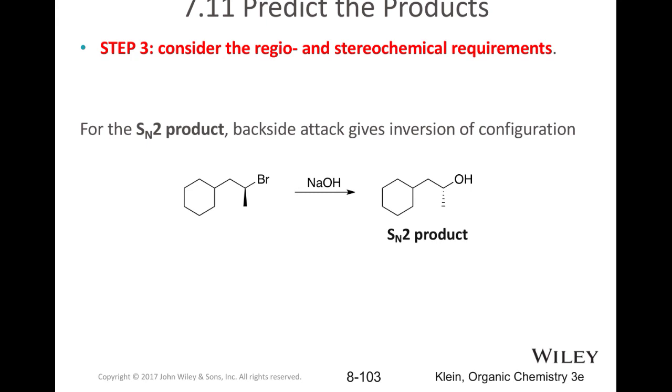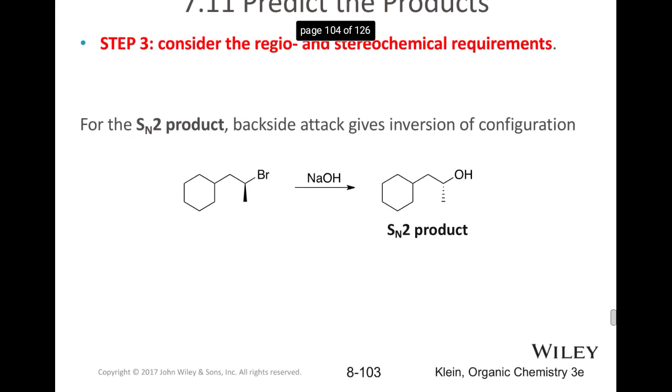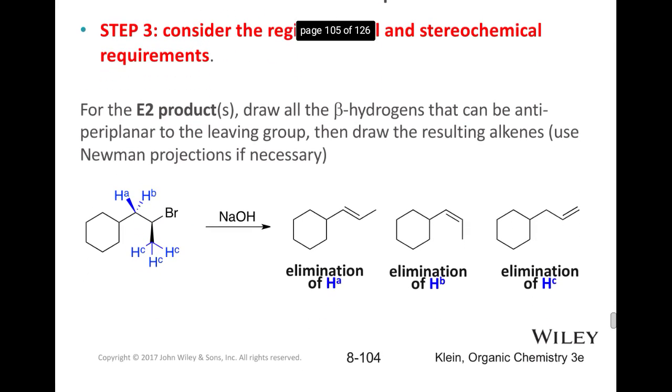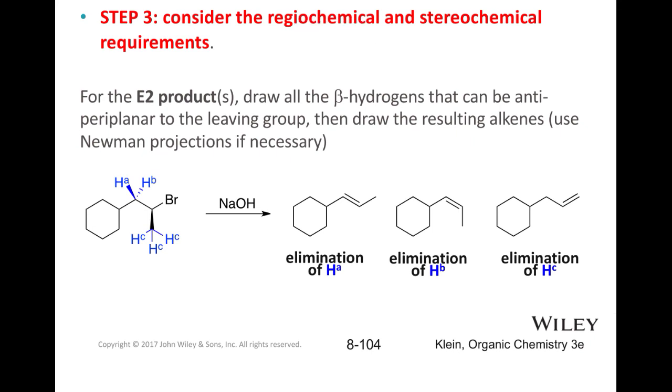So there we go. We've already figured out what one product of the reaction will be. So that's the SN2 product. But that's not going to be our major product, because we know when we have a secondary alkyl halide and hydroxide, which is a strong base and a strong nucleophile, that the E2 product should predominate. So we got to keep going. So for the E2 product, we're going to look for all the beta hydrogens that can be anti-periplanar to the leaving group. Then we're going to draw the resulting alkenes.